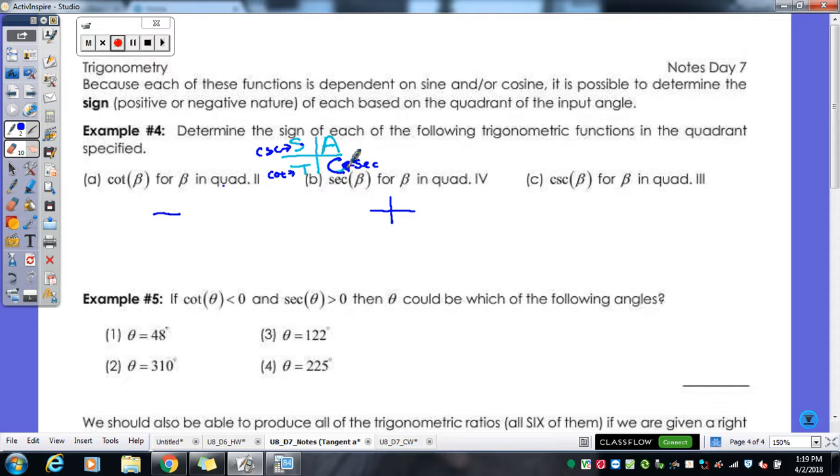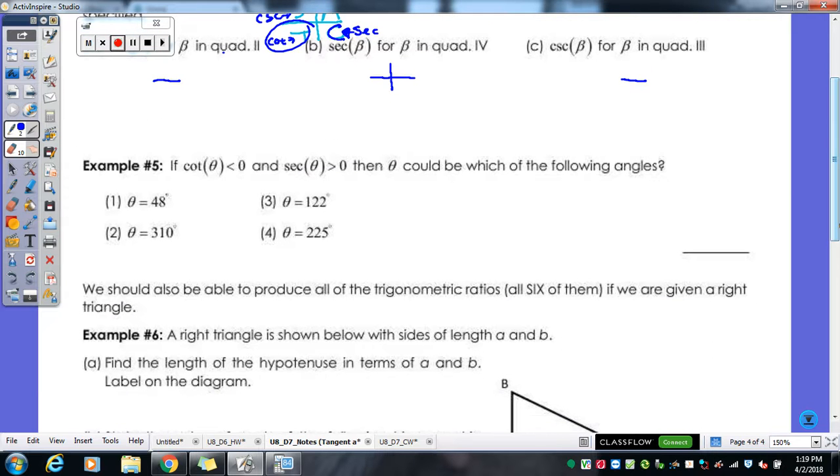So then cosecant for quadrant 3, positive or negative? Negative, because the only ones positive in quadrant 3 are tangent and cotangent, so everything else is negative. Sine.